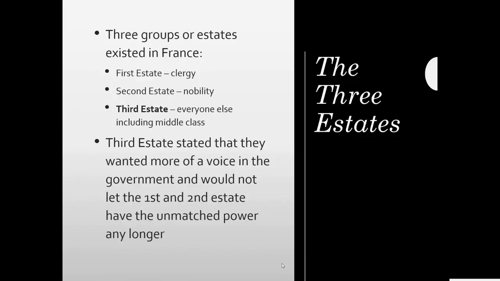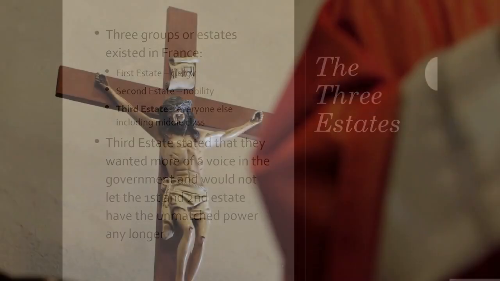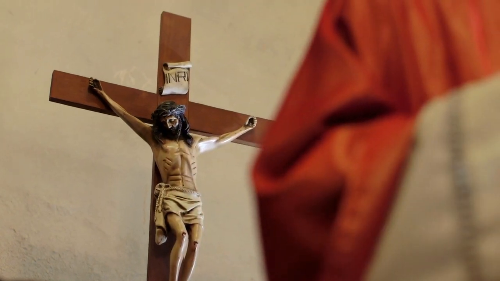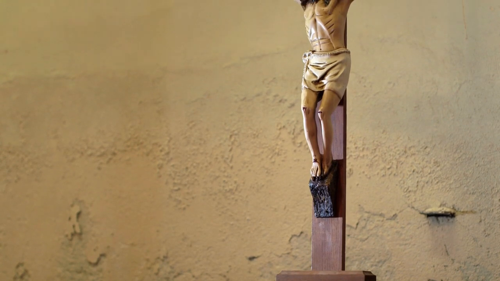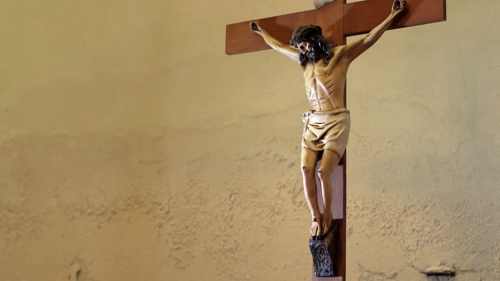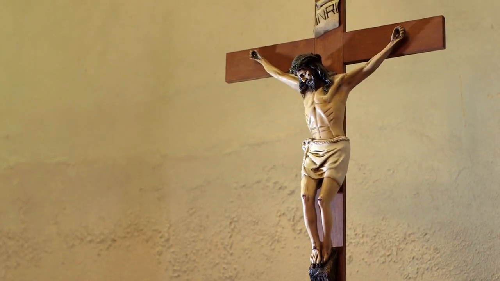Now, again, to restate who the three estates are, the first estate is the clergy, the second estate is the nobility, and the third estate is simply everybody else, especially this middle class that has a very high level of intellect. We've got lawyers in there. We've got businessmen who want to see some change happen and who would be totally fine with the first and second estate being taxed.